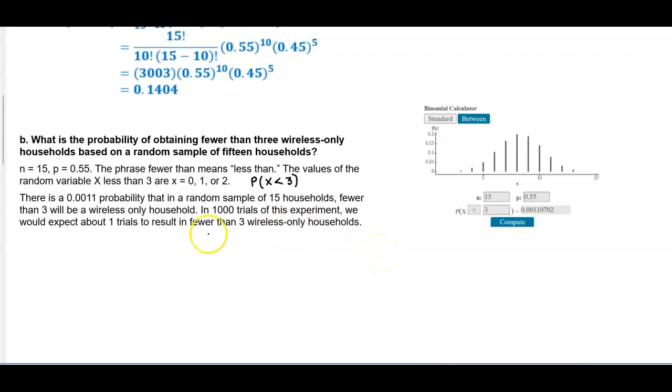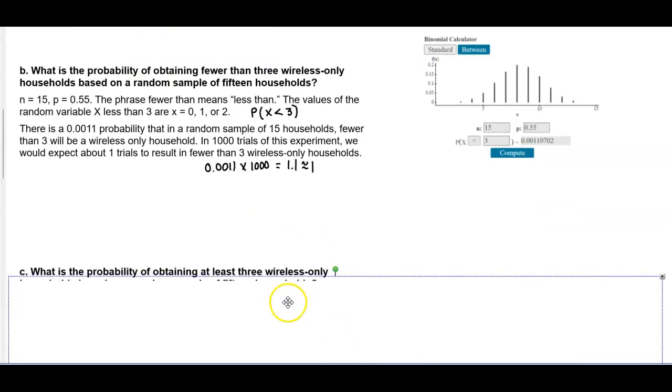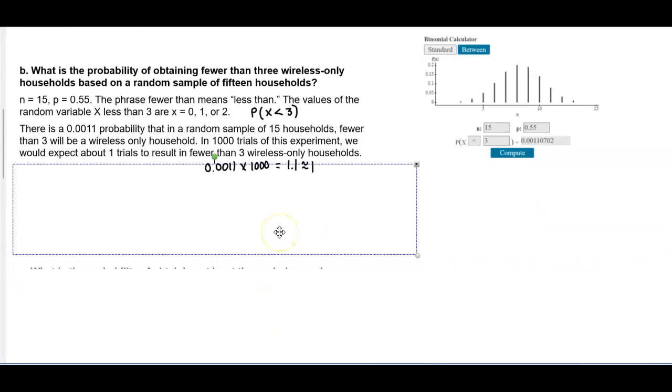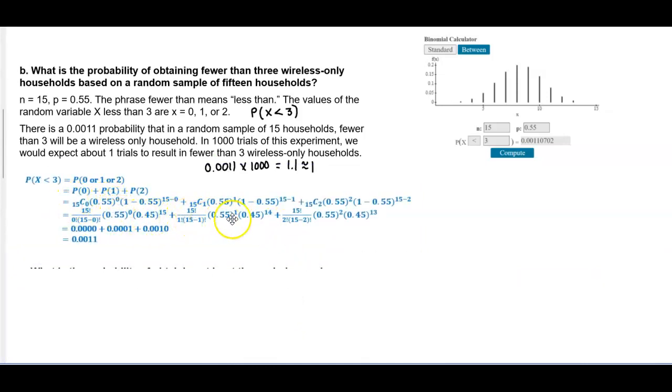So remember that if we take 0.0011, multiply that by 1,000, that gives us 1.1, which is approximately 1. Now let's compare that to if we actually use the formula. So if we use the formula, you can see how much more work we'd have to do. We'd have to solve each of these, and we end up getting the same result if we were using the formula and doing this by hand.